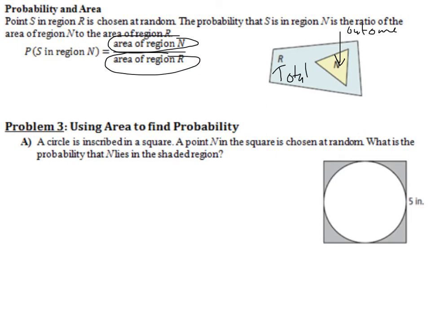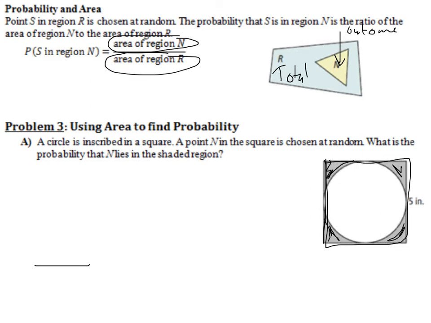So if I look at this next problem, a circle is inscribed. That just means the circle's inside of a square. And you pick a point at random. What's the probability it's going to lie in my shaded region? So this region right here. So you have to think, what should I do with this? Well, for sure I know my total is going to be my whole square. So I'm going to write that down first.